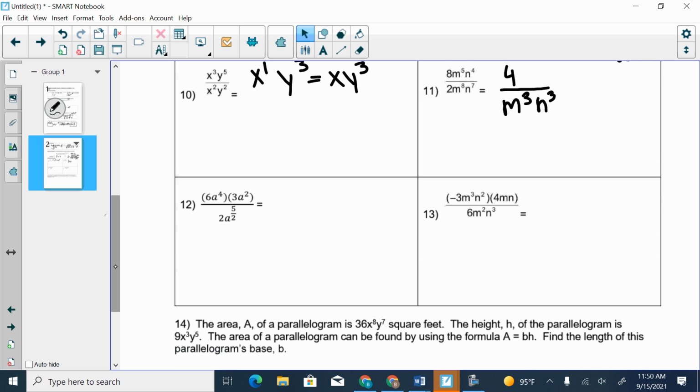All right, number 12. So here we've got a couple things going on. We got multiplication and division. So I'm going to take care of the top row first before I ever try and divide. So we're going to ignore the bottom for right now. In the top, if I multiply 6 times 3, what are we going to get? Okay. And what do I do with my exponents when I multiply? Add them. So for a, I've got 4 and 2, so I end up with a to the, good. Okay, and it's still over a to the 5 halves.